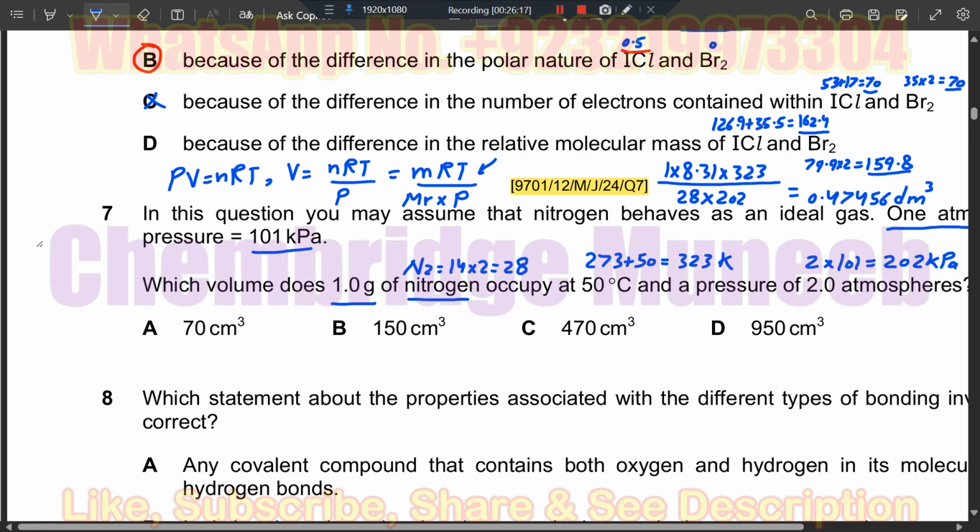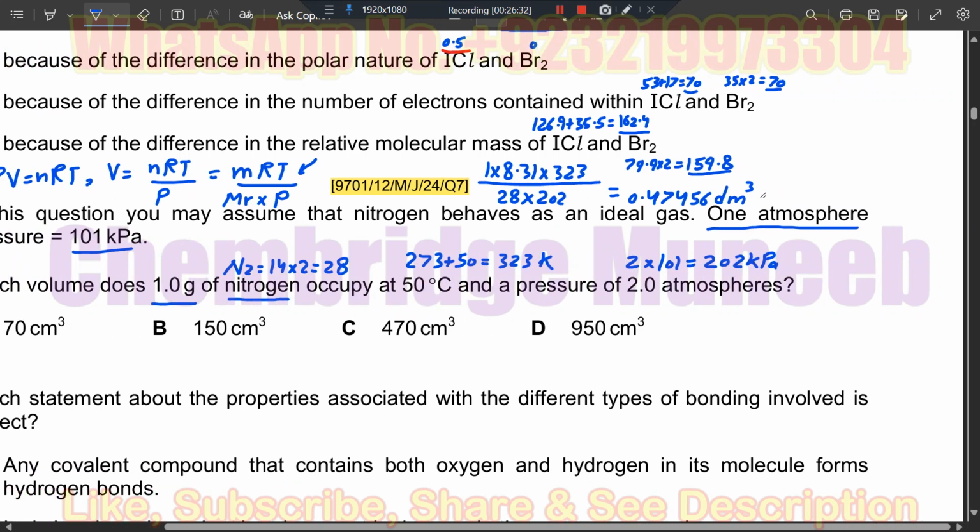and that's the value in dm cube, because the relation of pressure to volume is, if we have the volume in dm cube, then the pressure value should be in kilopascal, and if the volume is in meter cube, the pressure value should be in pascal. Since I have used the value in kilopascal, that's why the volume should be in dm cube. Now I have to convert this value into cm cube, which means I will multiply this value with 1000, since 1 dm cube is equal to 1000 cm cube.